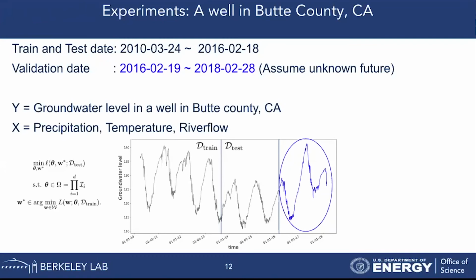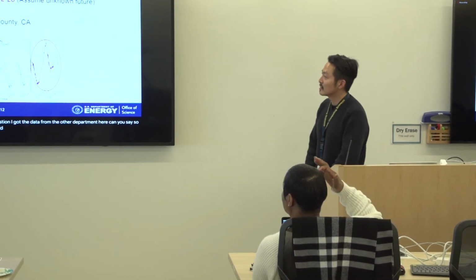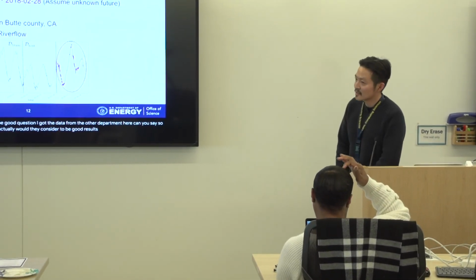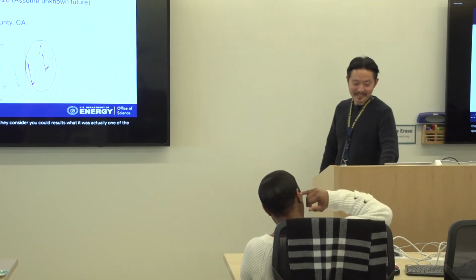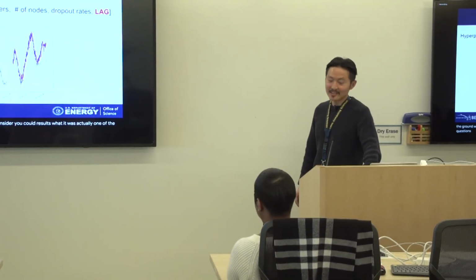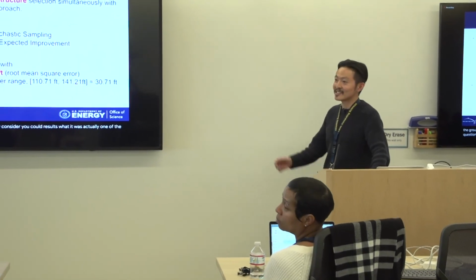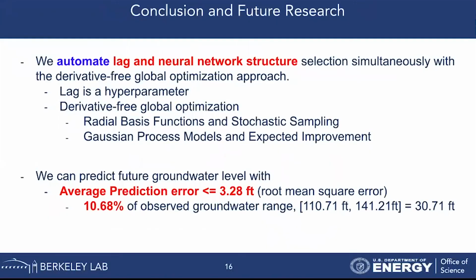The groundwater managers who are interested in these kinds of predictions, what would they actually consider to be good results? I think his question is why this number is good. Well, no, my question is what's the actual question that the groundwater managers want to answer?